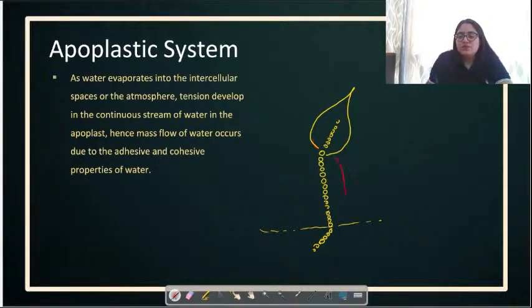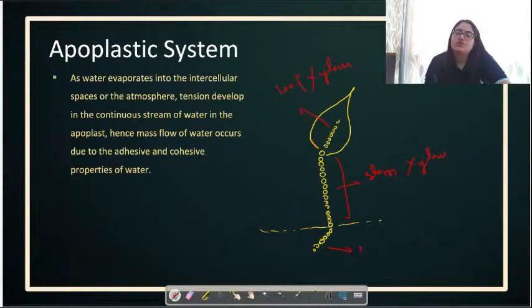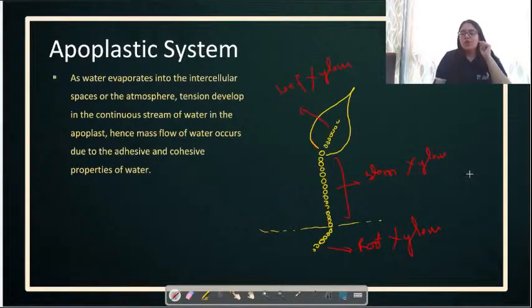So this portion represents the stem xylem, this portion represents the leaf xylem, and this portion represents the root xylem. Now what happens during daytime? During daytime, water molecules will evaporate in the form of vapors and will skip from the leaf xylem into the surrounding atmosphere. So this is what happens during the transpiration process.